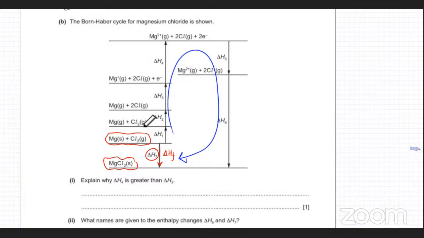What do you have to do? You would have to atomize Mg because it's metallic. All the Mg atoms are bonded together, so you would have to break those bonds. So enthalpy 1 would be atomization.